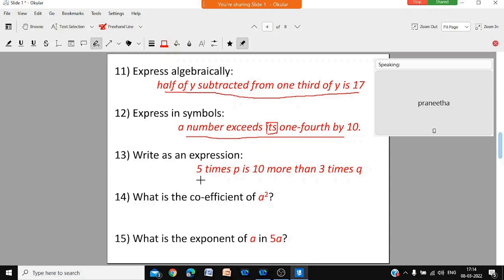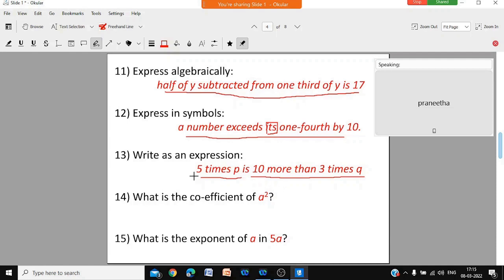Number 13. Write as an expression: 5 times p is 10 more than 3 times q. Got it, Betty?